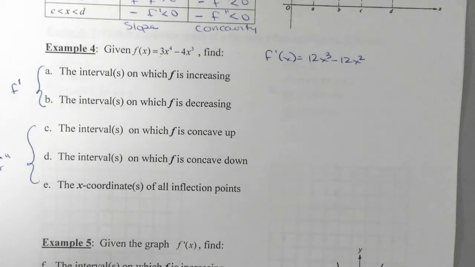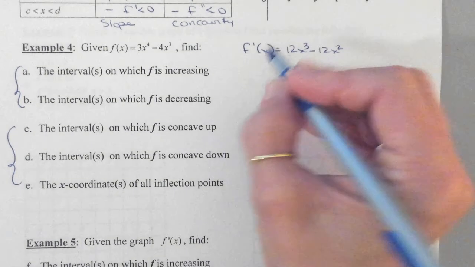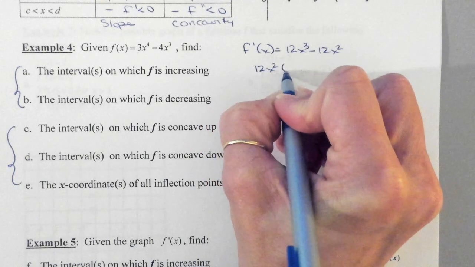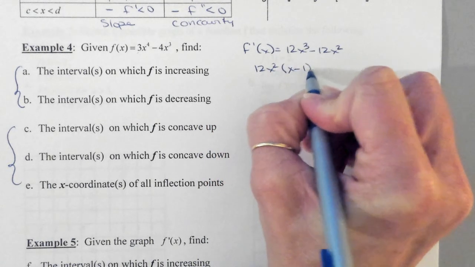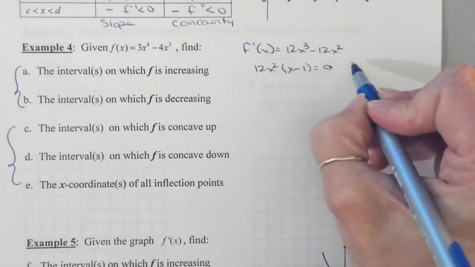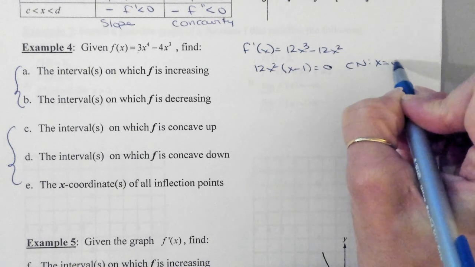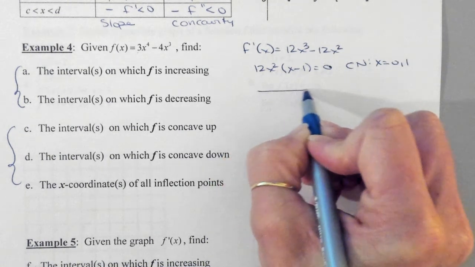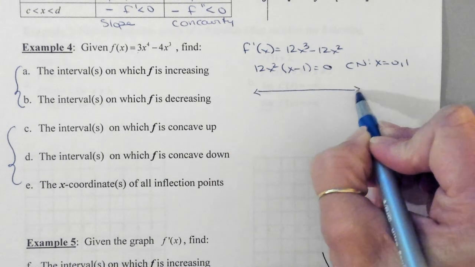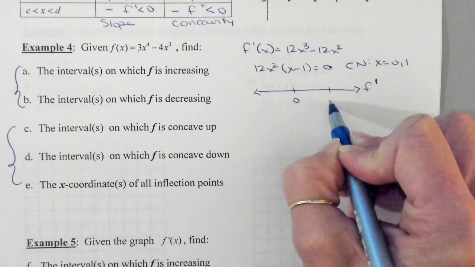How do I factor this thing? Yep, greatest common factor of 12x squared times, what is this, x minus 1 is equal to 0. Is that right? Okay, critical numbers, what are they? X equals 0 and 1. Okay, here we're using f prime. We put 0 here and we put 1 here.